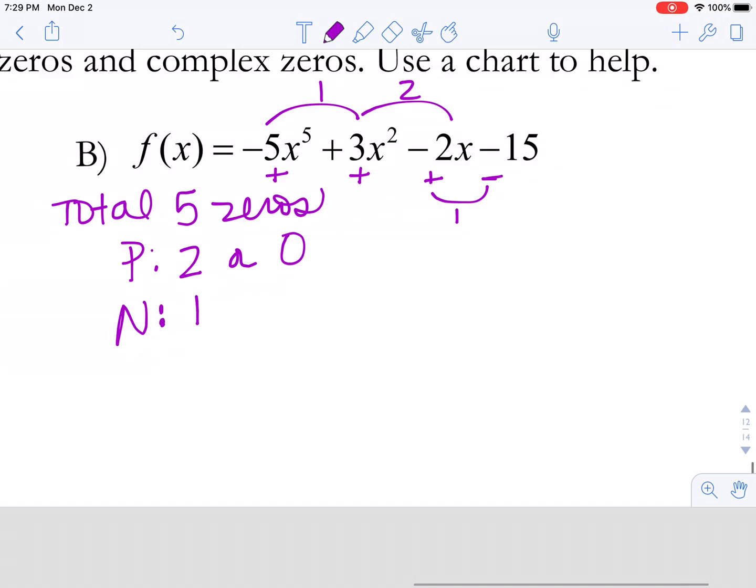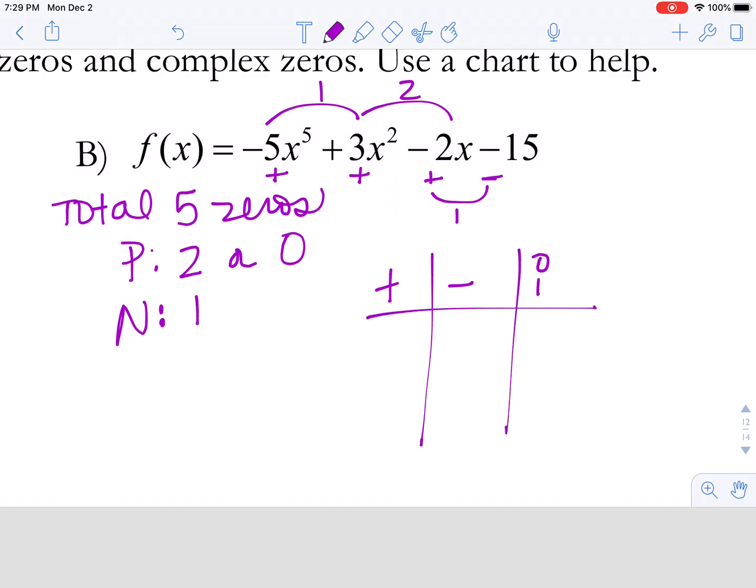So I would have 1. Now if I do my chart, I could have 2 positives with 1 negative. Remember, I need a total of 5, so that's 3, so that would be 2 imaginary. Or I could have 0 positives, 1 negative, and that would give me 4 imaginary, because again, we have to add up to 5.